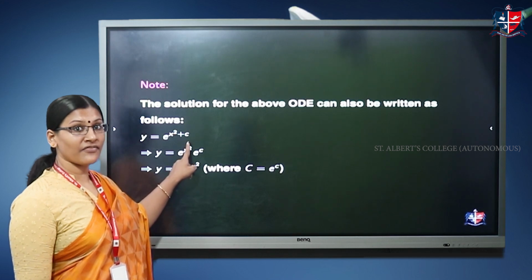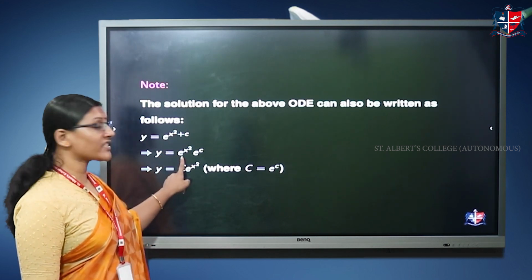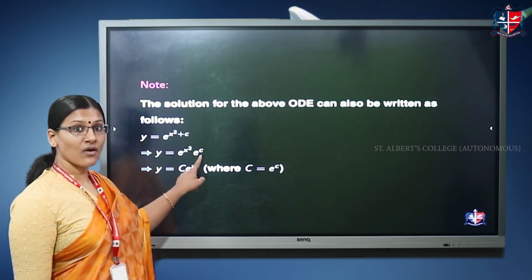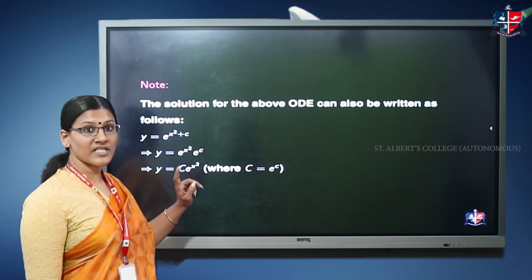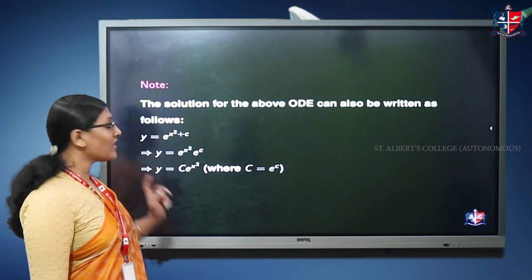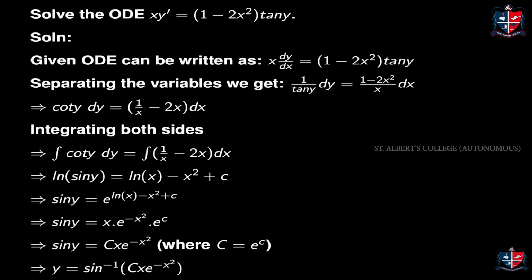We can further simplify it. That is, splitting this, we get e raised to x square into e raised to c. And e raised to c itself is a constant which can be taken as capital C. So we can write this solution as y equal to C e raised to x square also. Now we will do another problem.